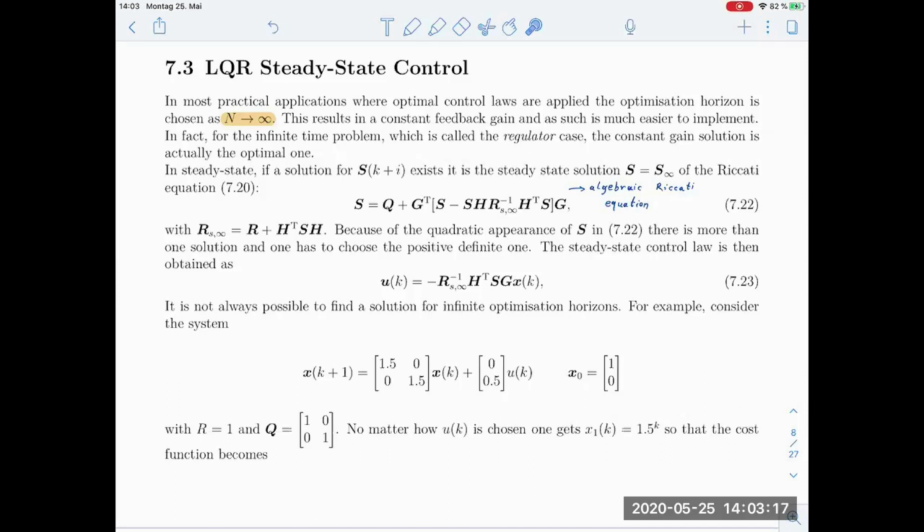Let's have an example for a basically pathological example when this does not work out. So for example, let's take this particular system, two states, and you see that these states have unstable eigenvalues.